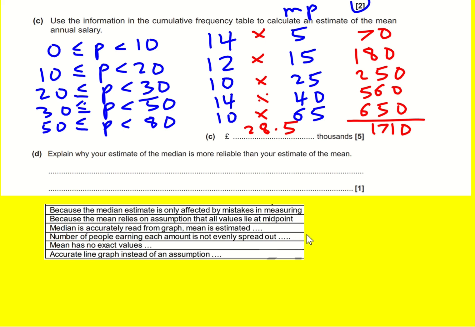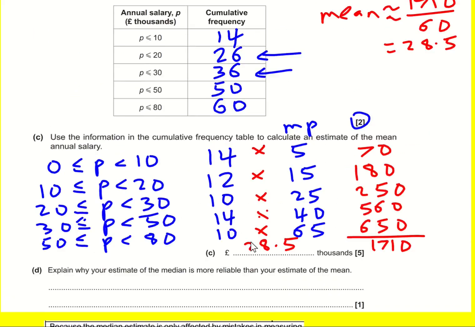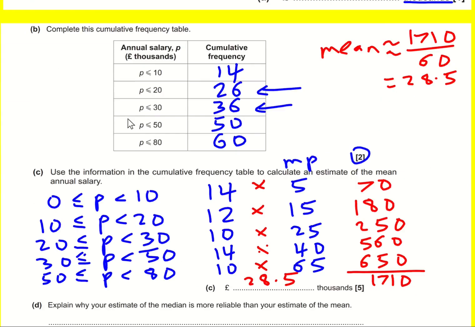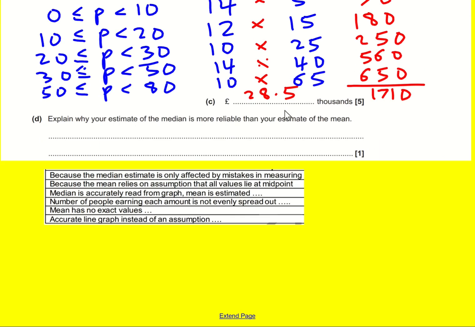Not sure about that one, because you still have to do it by eye. I'm just going with what it's saying here. The number of people earning each amount is not evenly spread out. That's a good shout. Although you could say that would affect your graph. We're assuming that the graph goes like this. We don't know that. It could go like that. We don't actually know the shape. I'm putting some doubt into these answers. The mean has no exact values and the accurate line graph instead of an assumption.